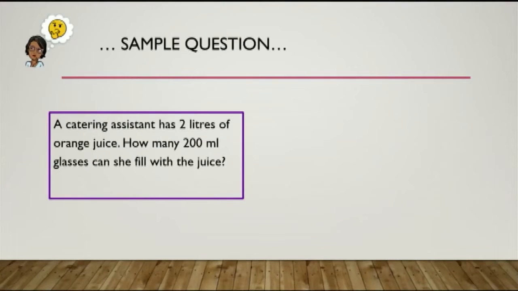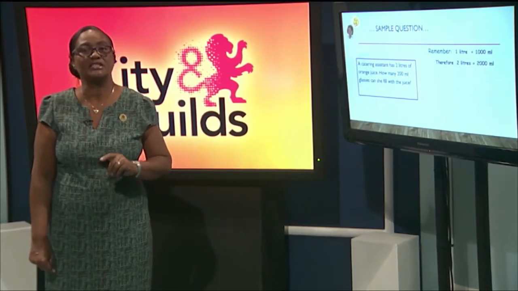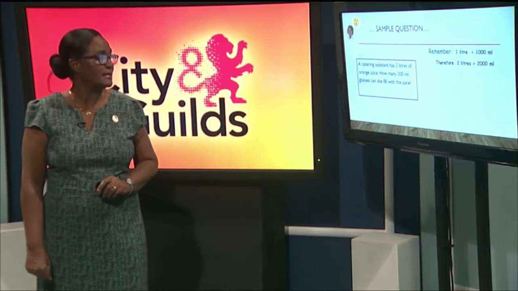A catering assistant has 2 liters of orange juice. How many milliliter glasses can she fill with the juice? Remember that 1 liter is 1,000 milliliters. Therefore, 2 liters would be 2,000 milliliters. Now, a reminder for the exam, remember that you can't take a calculator in the exam. So you have to be good at your multiplication, division, addition, and subtraction. You need to practice that.